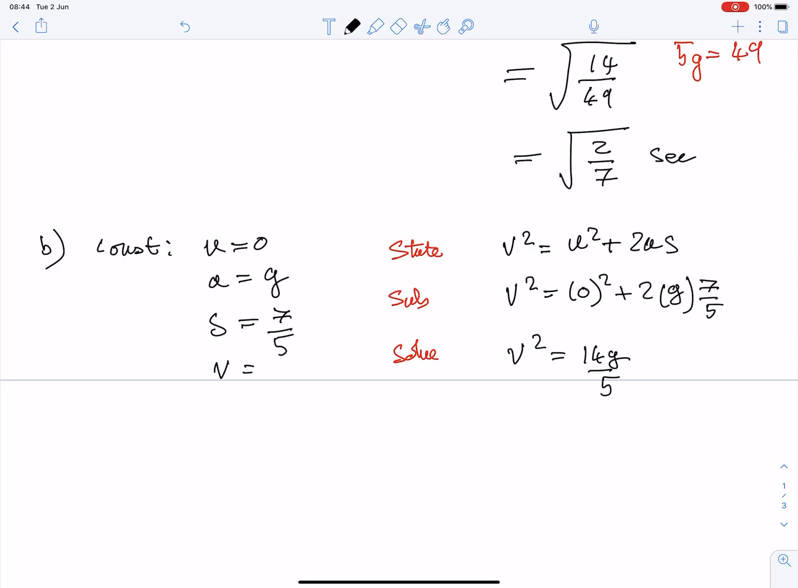If we square root, we get v equals the square root of 14g over 5, and you could tap that in a calculator to get a value, but that would do, metres per second. You can just tap that in if you want to. 2.8, roughly 28, the square root of 28 is going to be 5.2-ish, 5.3-ish. Okay.